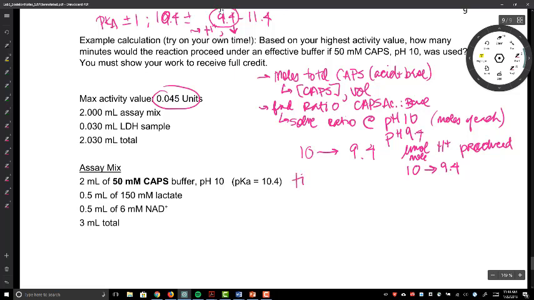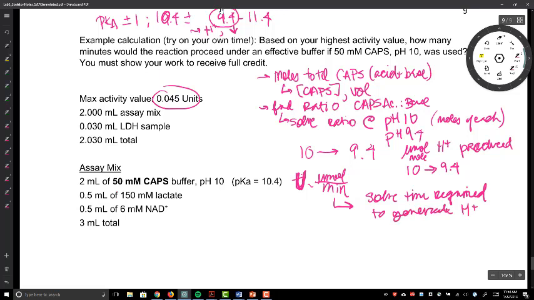So if we know the units, which is micromole per minute, we can solve for the time required to generate the protons needed to convert from 10 to 9.4, and then that would give us the length of time for which our reaction would proceed under an effective buffer.